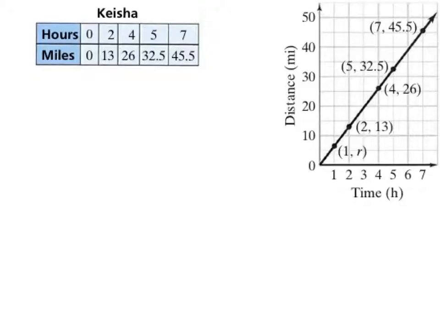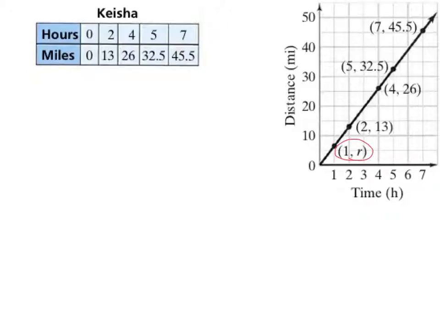Now let's look at using a graph to find a unit rate. The graph you see here displays the data given in our table that we used in the previous example, which you also see here again. Keisha's speed is the unit rate. We are going to use the graph to find the value of r in the ordered pair 1, r.